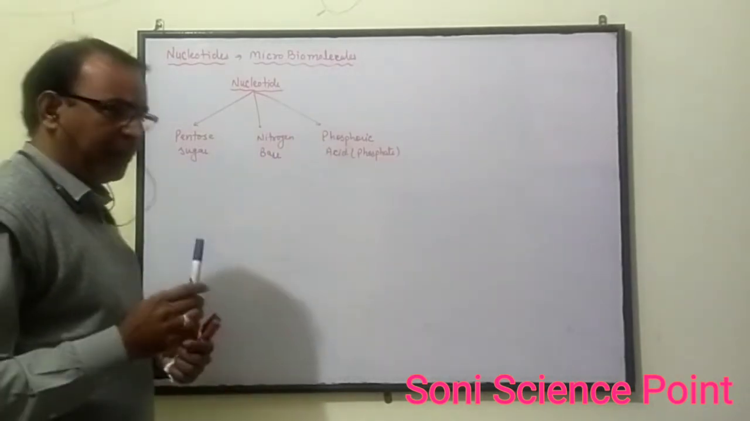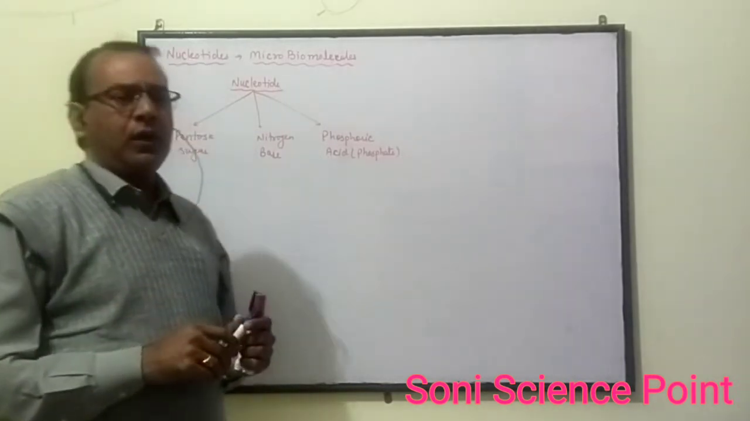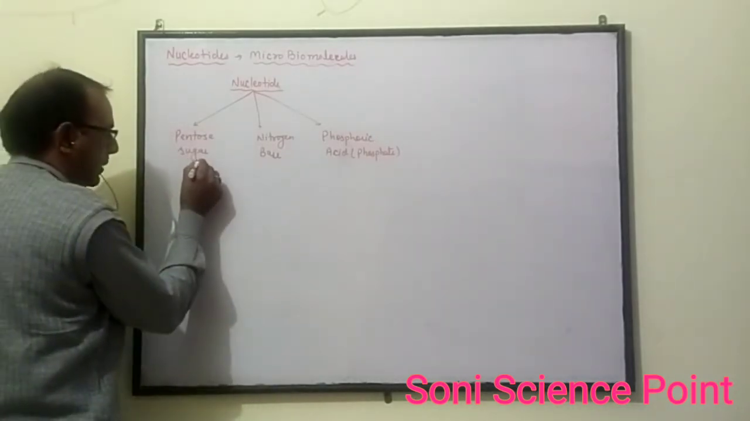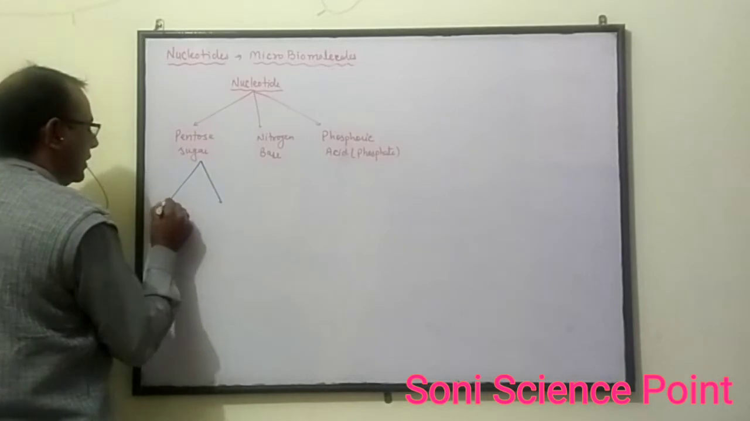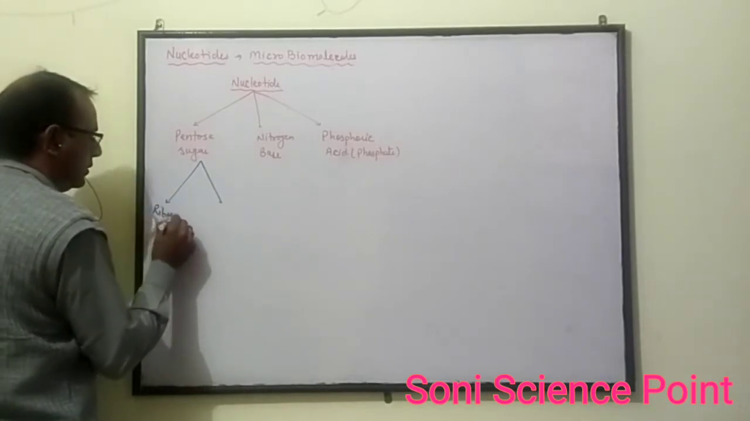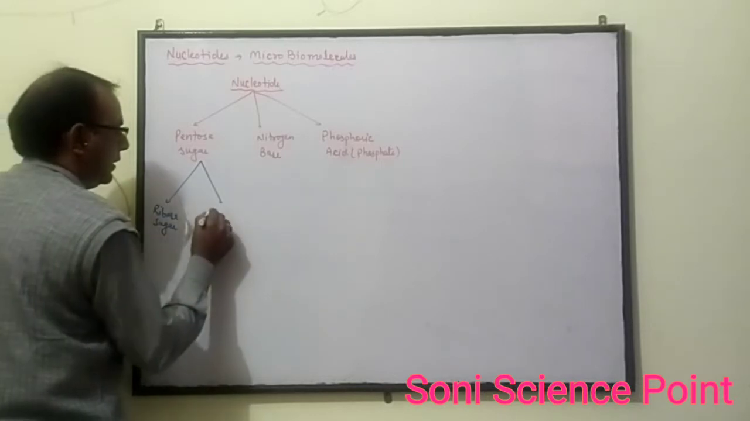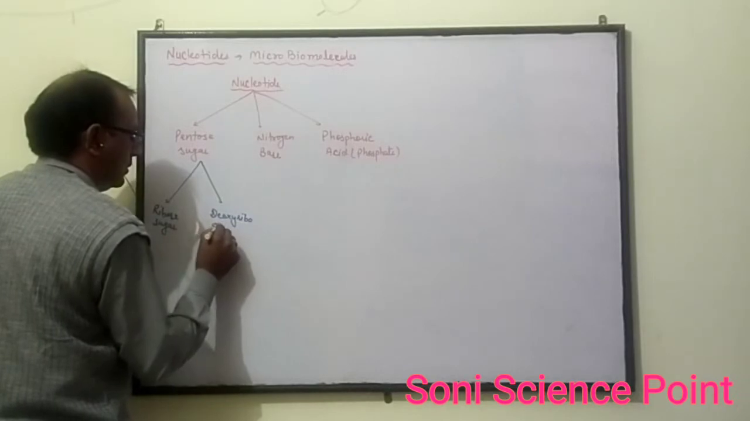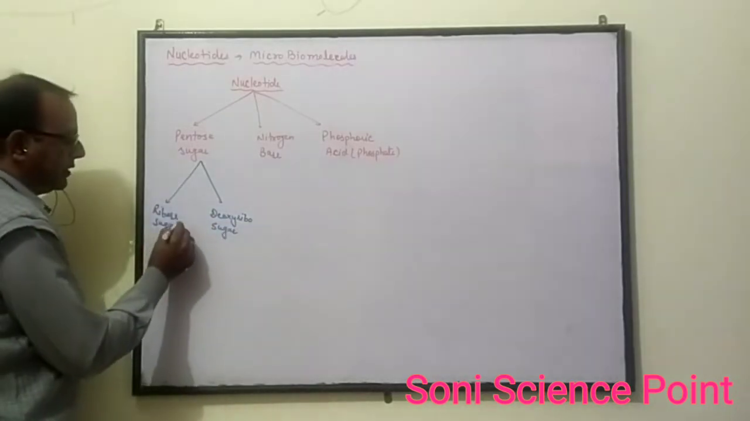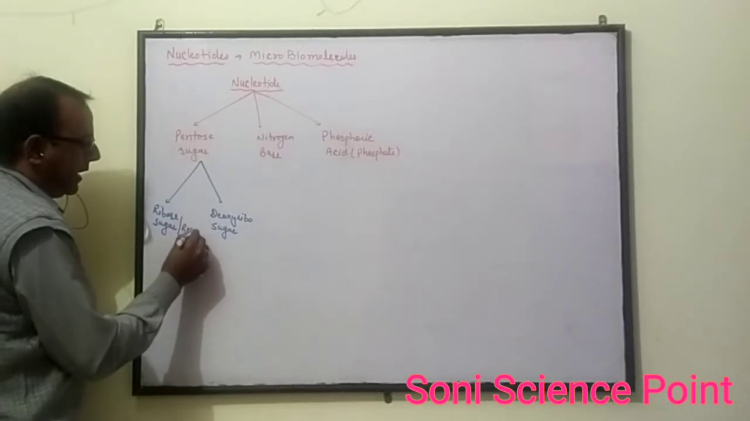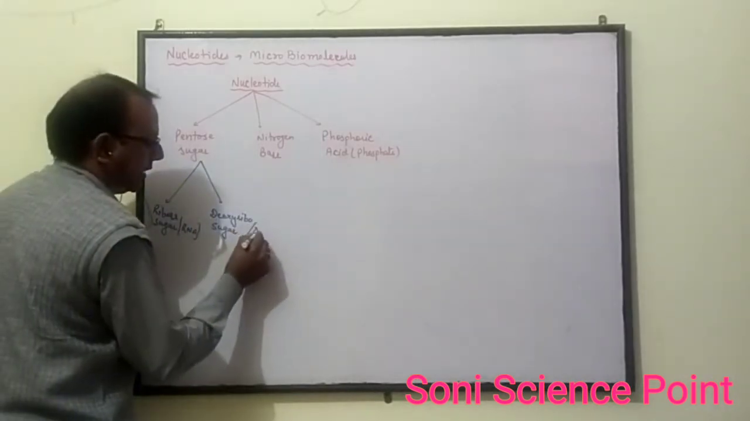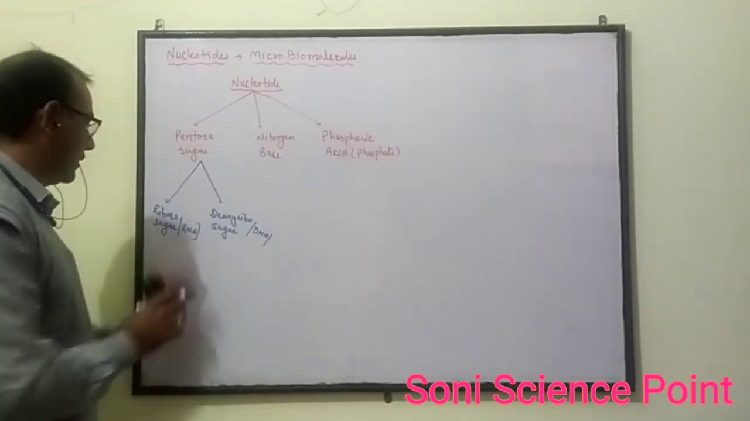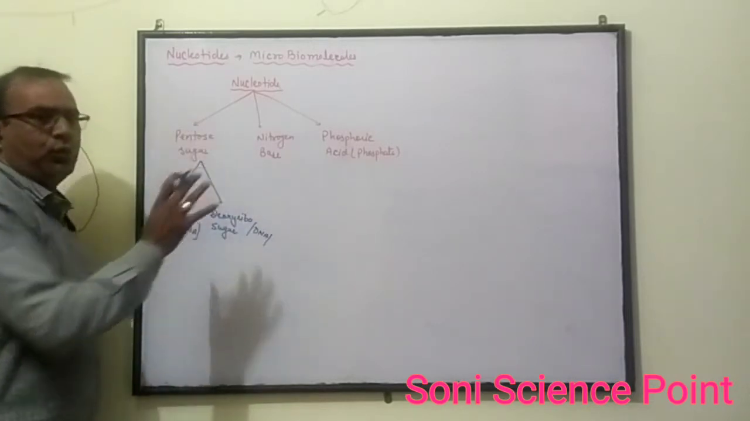Pentose sugar is a ring of 1 oxygen and 4 carbon atoms. Pentose sugar is also of two types: ribose sugar and deoxyribose sugar. Ribose sugar is part of RNA and deoxyribose is part of DNA. What is the difference between ribose and deoxyribose? We will discuss it later. Firstly, what is the pentose sugar?